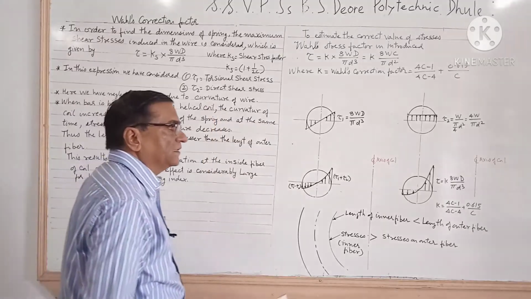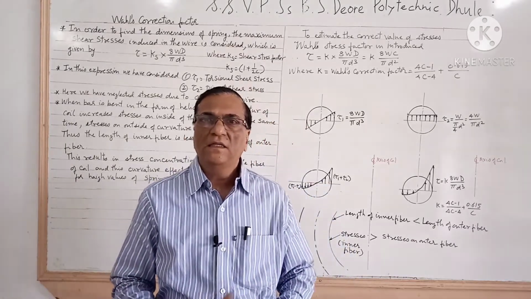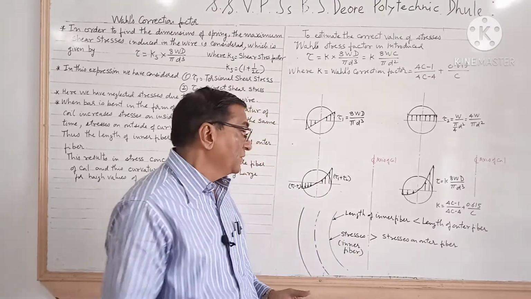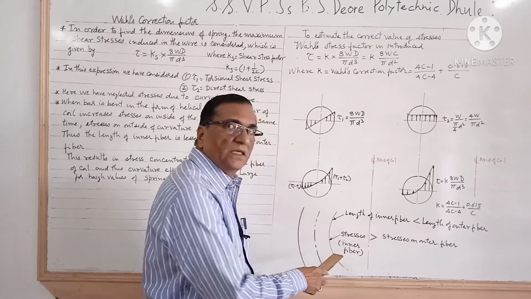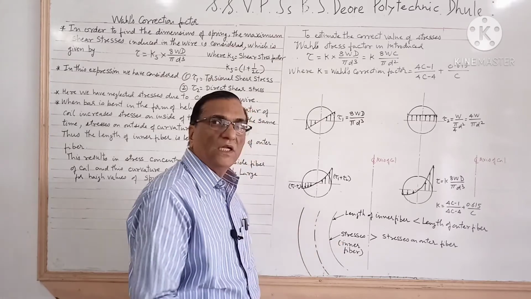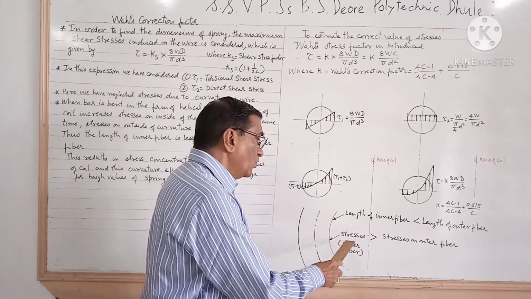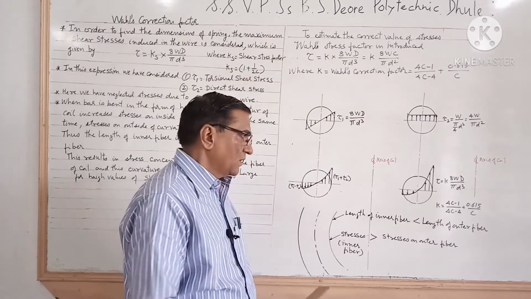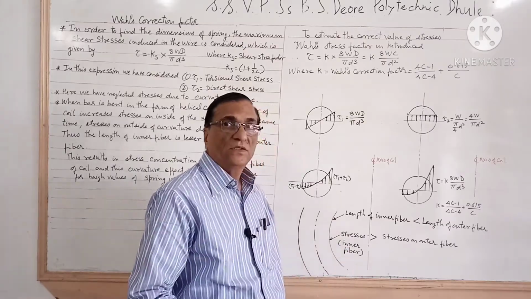But in actual practice, the spring is made by bending the straight bar. It has curvature. So due to curvature, what happens? The length of the inside fiber is reduced as compared to the length of the outer fiber. That causes the stresses in the inside fiber to be more than the stresses on the fiber of the outside. So that causes stress concentration.